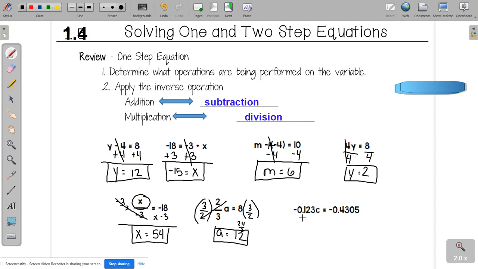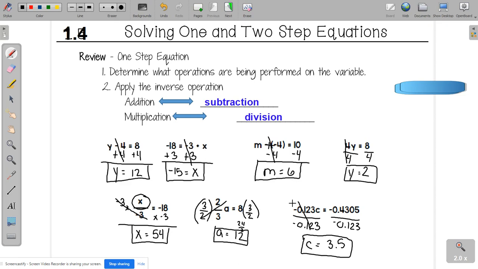The last problem here, we have negative 0.123c equals negative 0.4305. This is multiplication, so opposite is division. So we have to divide both sides by negative 0.123. Cancels out. And c equals, if we divide this, we get positive 3.5. So that is 1 step.